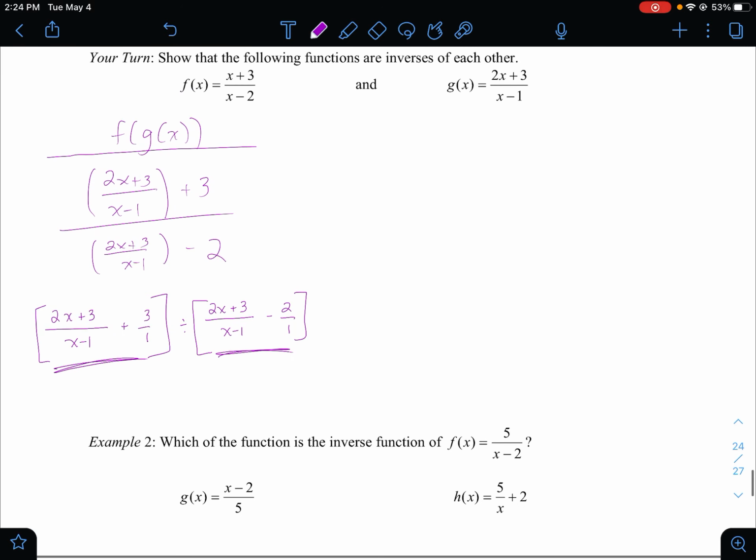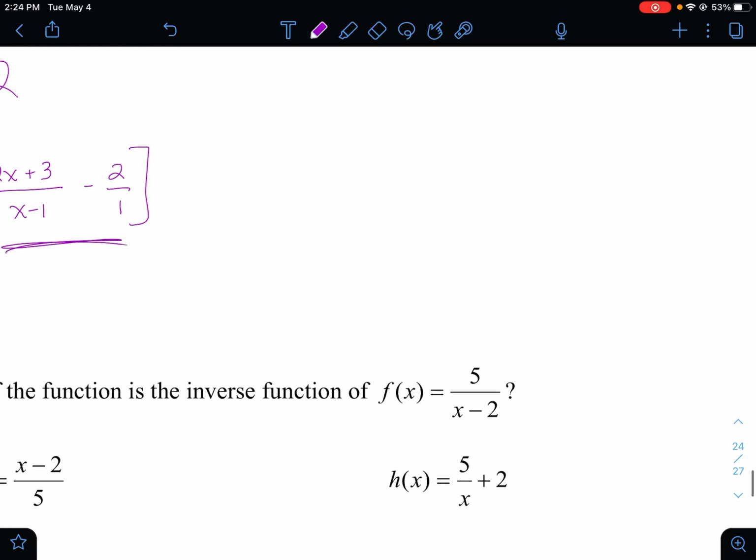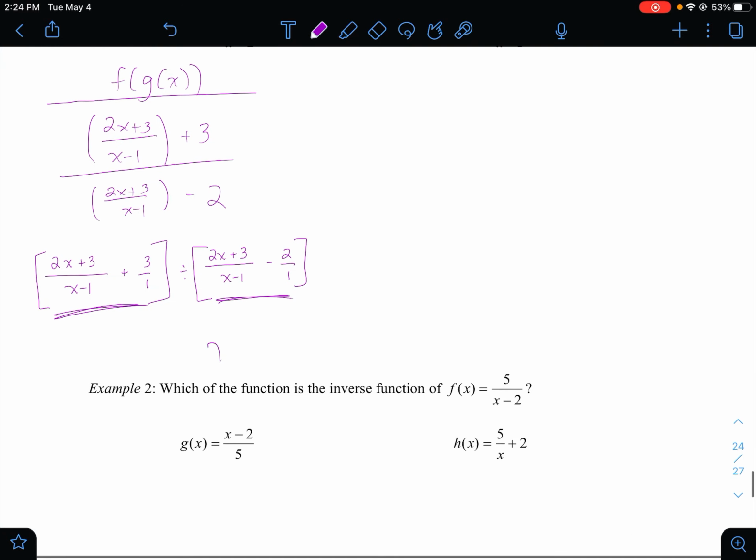Okay? So it's going to be a lot of work for both of them, because this is only f of g of x. Then you have to do the same thing for g of f of x. You do get this one to equal x, and this one over here does equal x. So that's your goal.